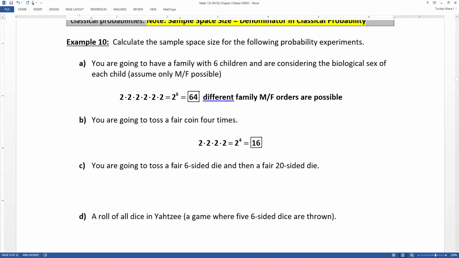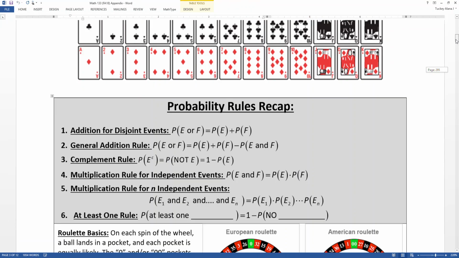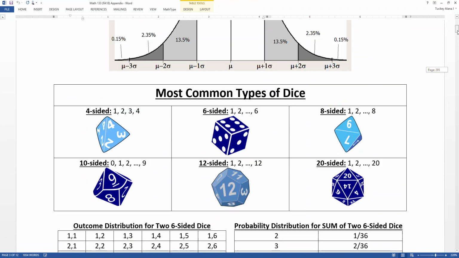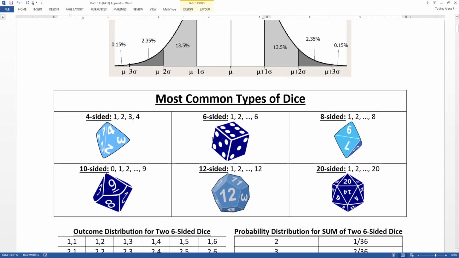So suppose I had a fair 6-sided die and a fair 20-sided die. And I know what you're thinking: 20-sided dice, do those things exist? Yes, they do. And remember, a picture of them is in your exam notes packet that will be given to you when you go to take your test.